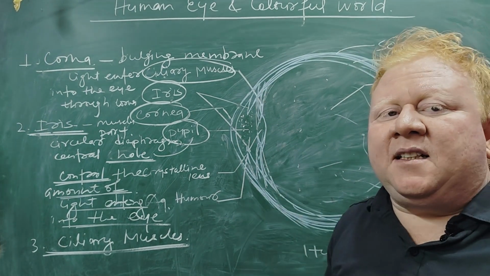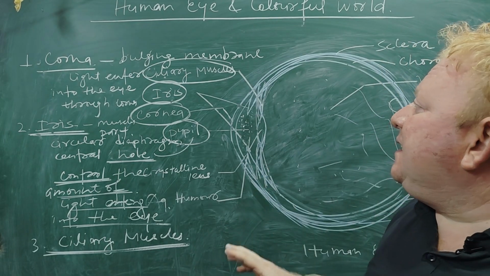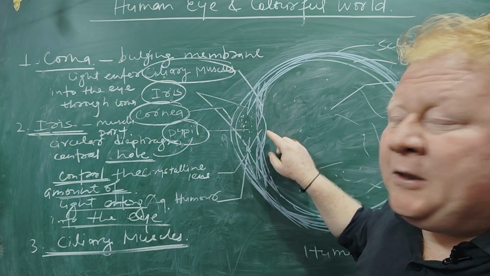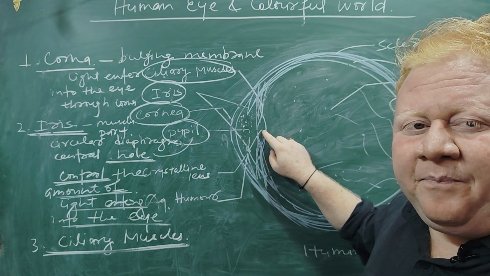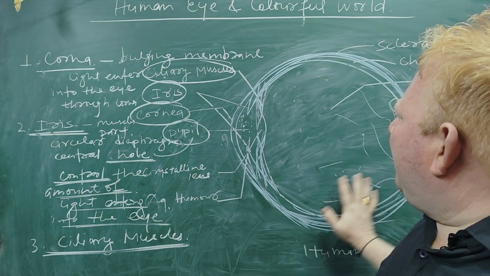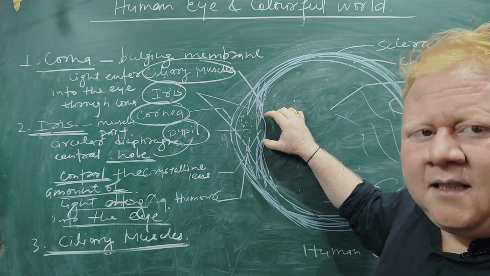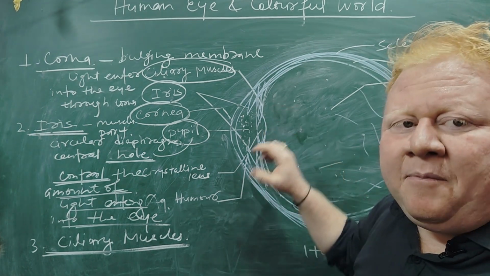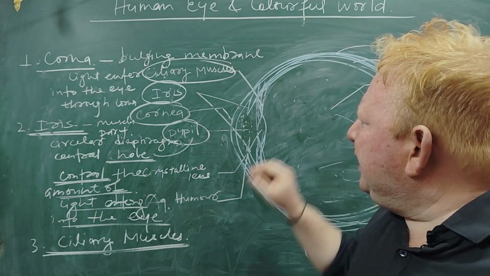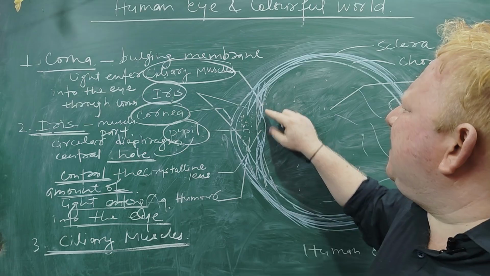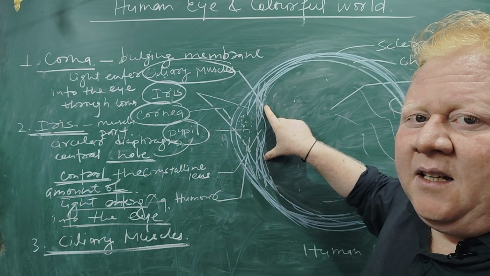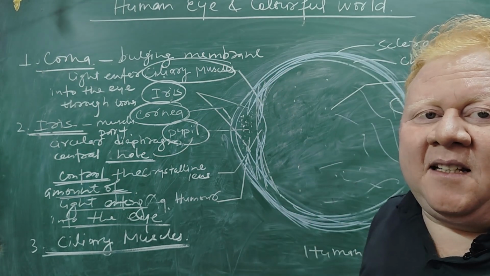Now what is the main function? This is not the main function. The main function is to control the focal length of this eye lens, right? Suppose this is the eyeball and this is the eye lens. It is a lens, of course, so it will have some focal length. This focal length is controlled by the ciliary muscle, by contraction and relaxation.